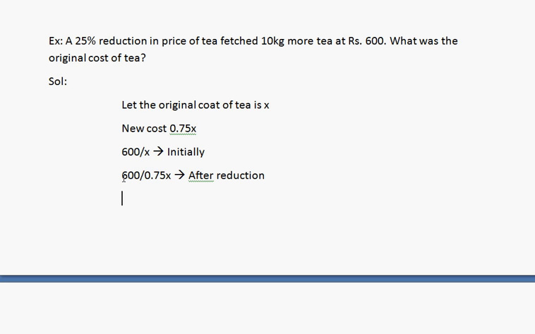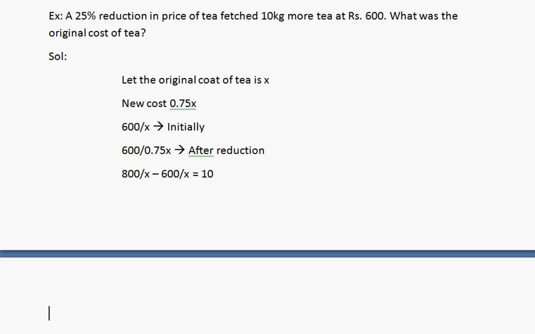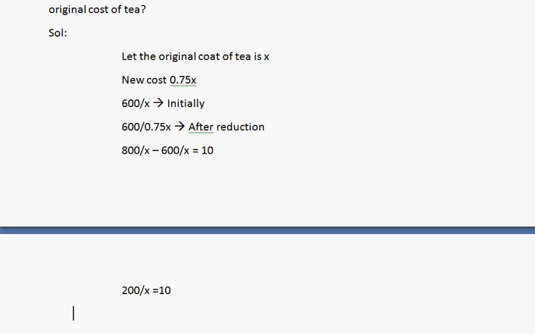If you reduce it, this would become 800 by x, right? So 800 by x minus 600 by x would be equal to 10. So can you find x, which is the original cost per kg? It would become 200 by x is equal to 10, so x is equal to 20. This is how we do it, a mix of percentage and linear equations, right?